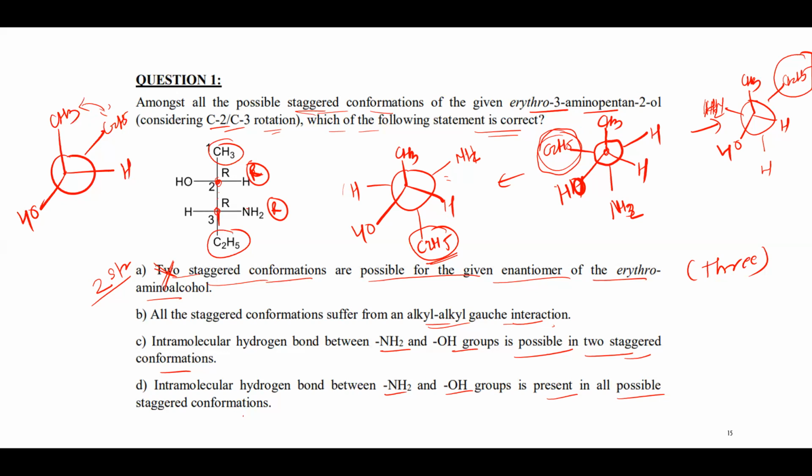Here, in the second, I will just label it: let's say this is A, this is B, and this is C. So the C structure also has gauche interaction. So two structures, A and C, are possible with the alkyl-alkyl gauche interaction. They have mentioned all. So this is incorrect. So there should be a 2. Two staggered conformations are possible for alkyl-alkyl gauche interaction. They have mentioned all, so this is an incorrect option.